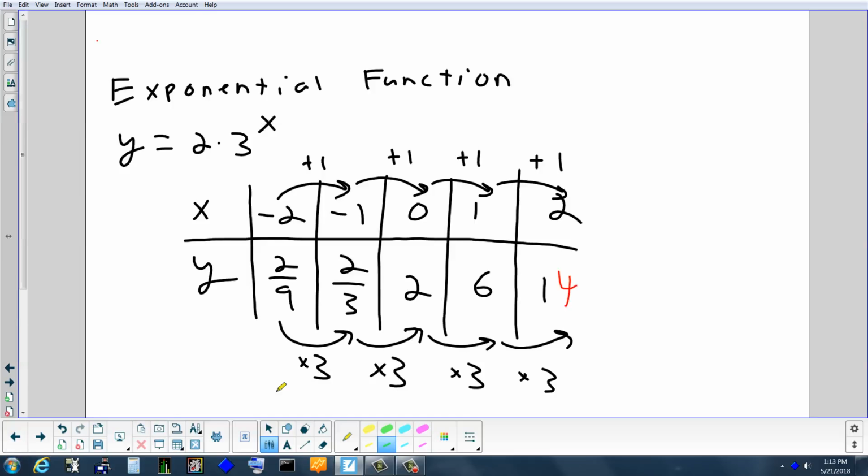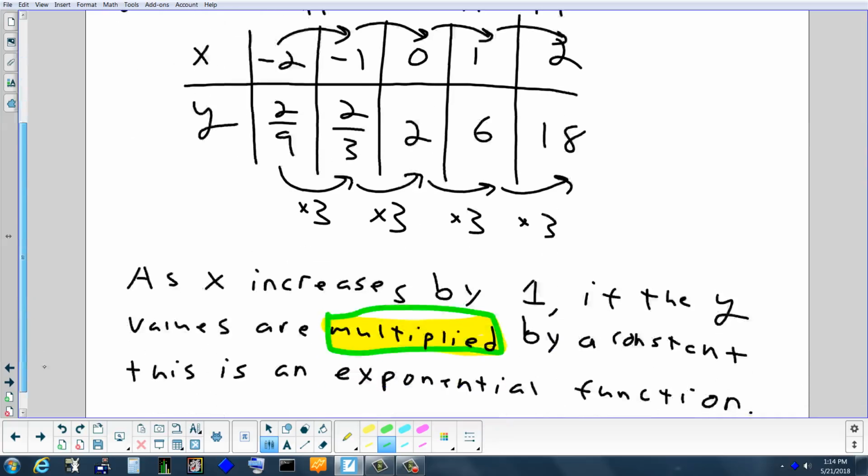B plus. So I'm multiplying by 3. 6 times 3 is 18. Would that be an exponential? No, because we're not multiplying by the same thing each time. It doesn't work. Alright? So that's an example of what an exponential looks like.